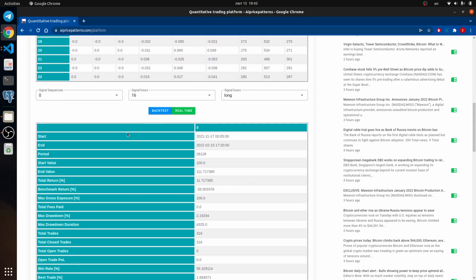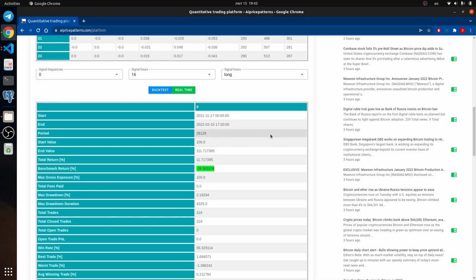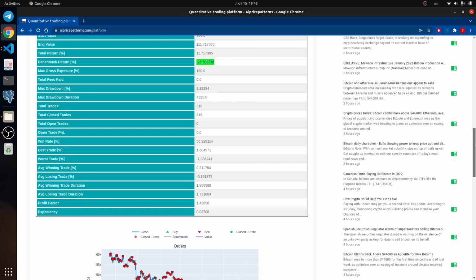Okay, so these are the results of the backtest, start date, end date, and we need to compare the total return of our strategy and the benchmark. Yeah, you see we have minus 26% loss for the benchmark, Bitcoin is down, but our return is positive. It's very nice for us. Let's see.